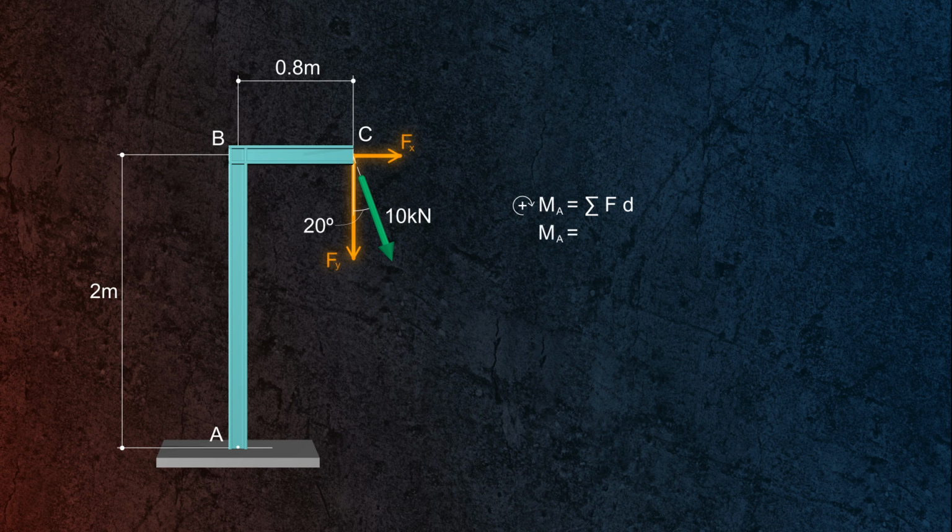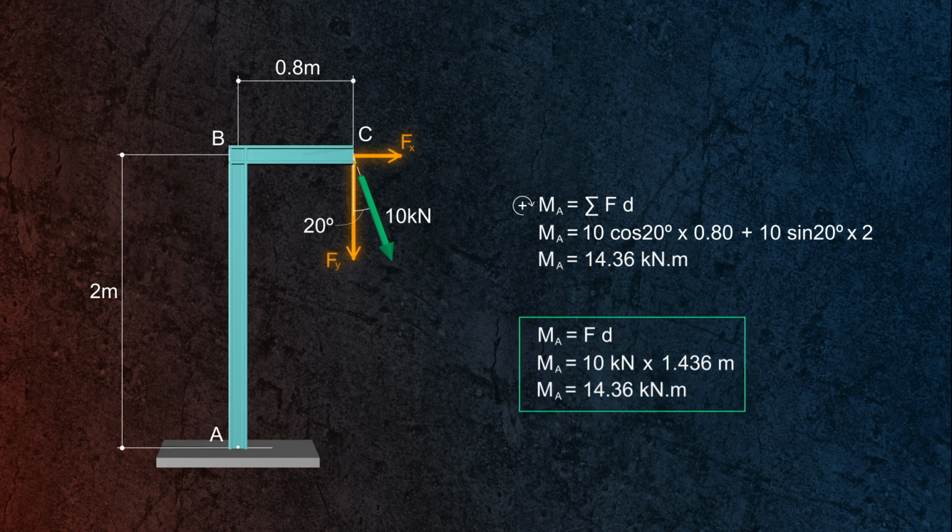The vertical component Fy is equal to 10 times cosine 20 degrees, with the moment arm of 0.8 meters. It creates a clockwise moment at point A, so we will add it to our formula as positive. The horizontal component Fx is equal to 10 times sine 20 degrees, also creates a clockwise moment with a moment arm of 2 meters, so it will also be positive. And solving for MA, the moment about point A is equal to 14.36 kilonewton meters and the direction will be clockwise since it is positive. This matches our earlier result using the direct force times D approach, confirming Varignon's theorem.